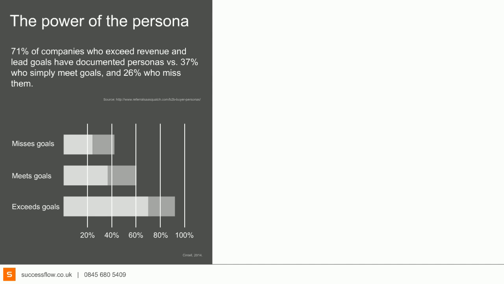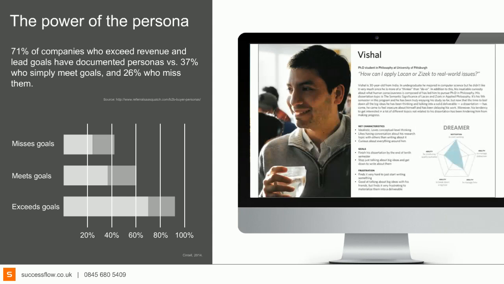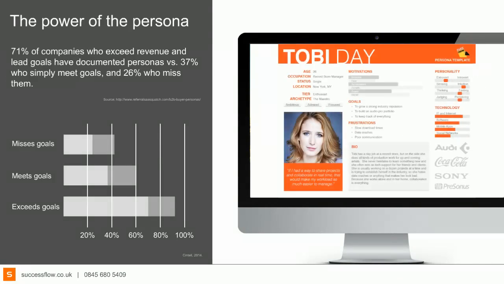So what I've got on screen now is a couple of examples of different types of personas and how they can be used and developed. A persona exercise can be quite time consuming, so you don't have to do it all at once. You can start small, but these examples cover the same kind of areas.